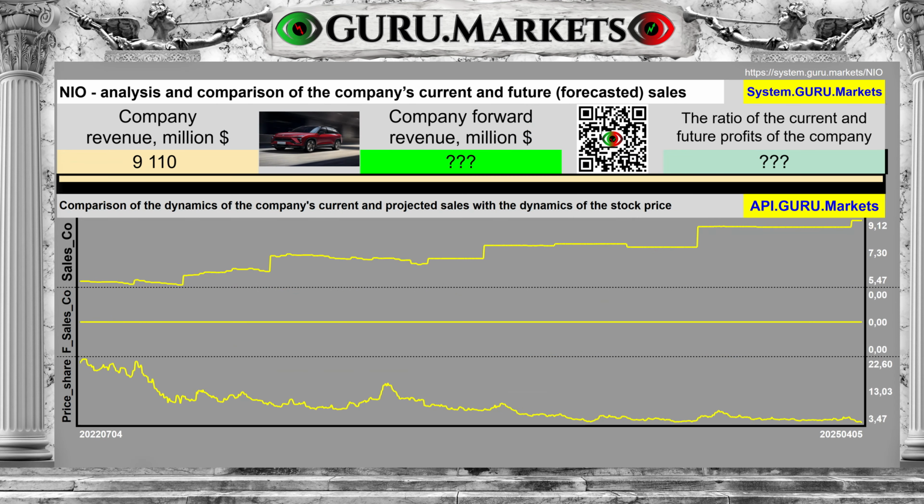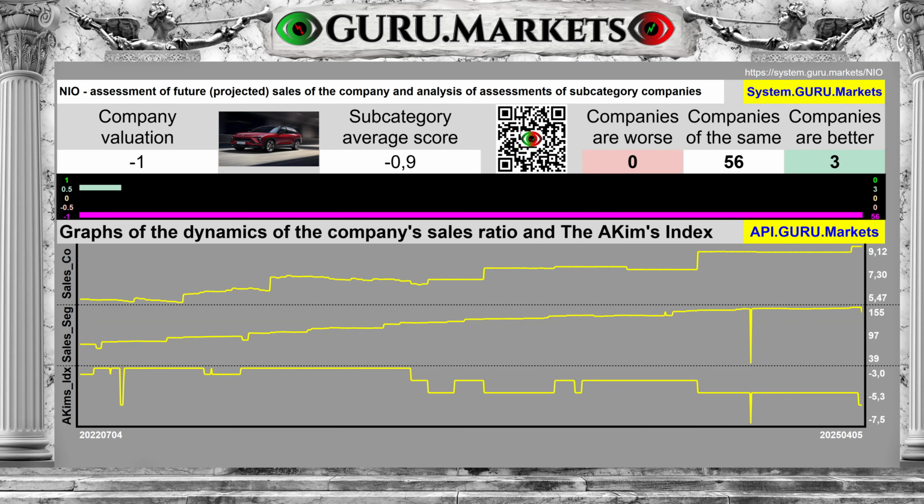Revenue for the last 12 months was $9,110 million. Forward revenue for the next 12 months is unknown. This is extremely bad for the company's price. Assessment of indicators of estimated future revenue in comparison with indicators in the subcategory, bad, -1 point.